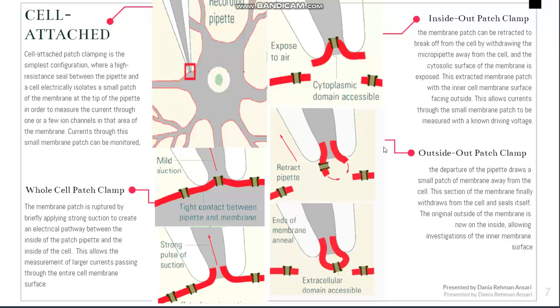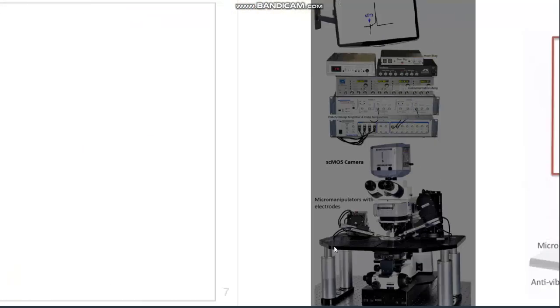Complementary to the inside out, the outside out patch clamp is achieved by pulling a small patch of the membrane away from the cell, and this section finally seals itself. The original outer side of the membrane is now outside, allowing investigation of the outer membrane surface. This configuration is used for ligand-gated ion channel studies and for extracellular substances such as neurotransmitters.